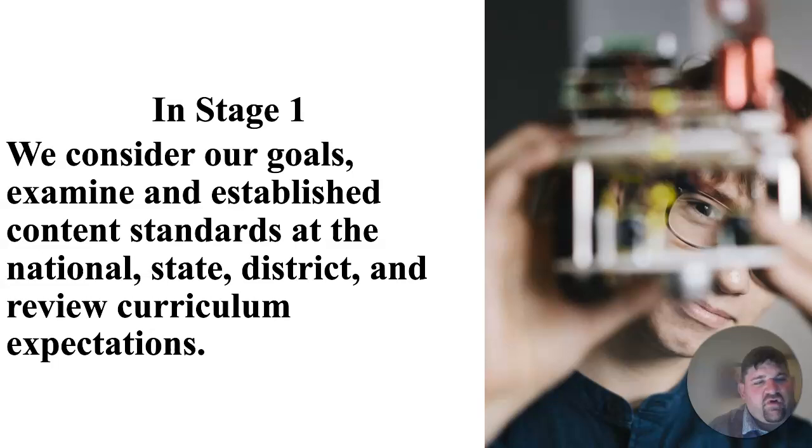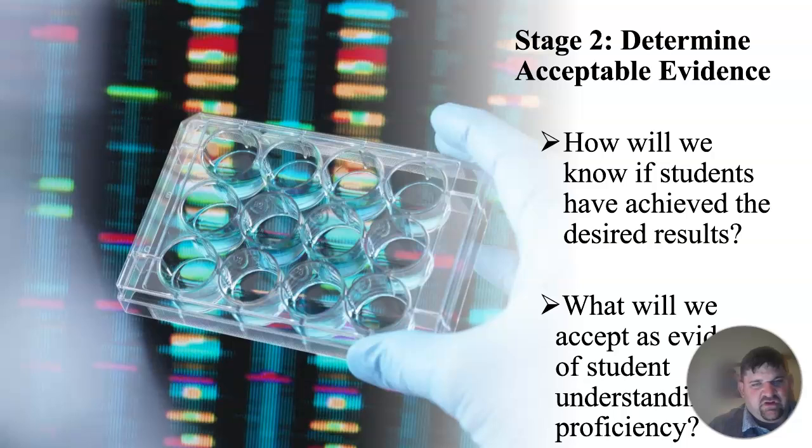So that's stage 1, okay? We're going to examine stage 1. Okay, stage 2, we're going to determine acceptable evidence. So this is how we will know if students have achieved the desired results that we're looking for: what we will accept as evidence of students' understanding and proficiency.